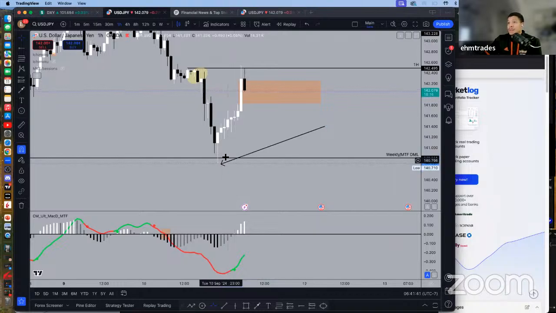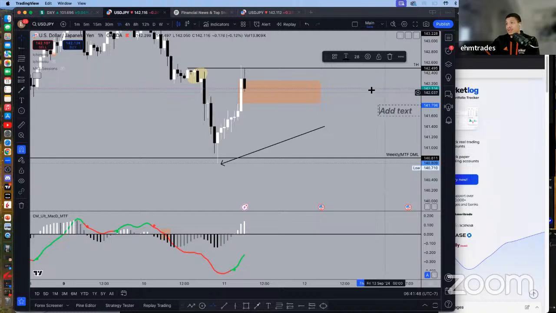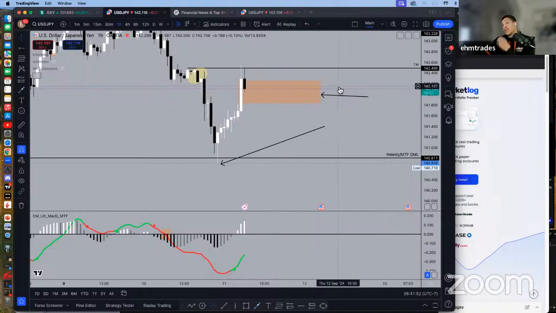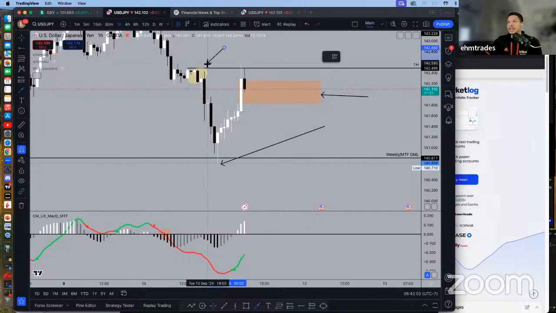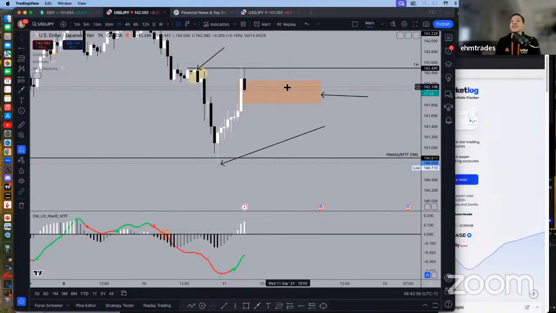So that is an area that price can bring this back down to. That's one. Number two is this inefficiency of price action. This orange box here is an inefficiency in price action that was generated off of news. And the last one is the decision making level that price is currently respecting. Those three key points I look at every single time I open the chart, and I'm seeing them all develop right before my eyes.